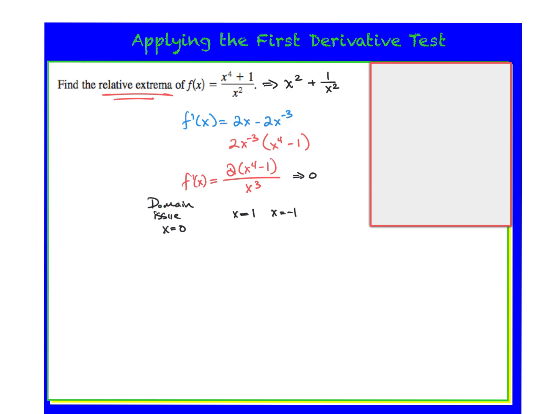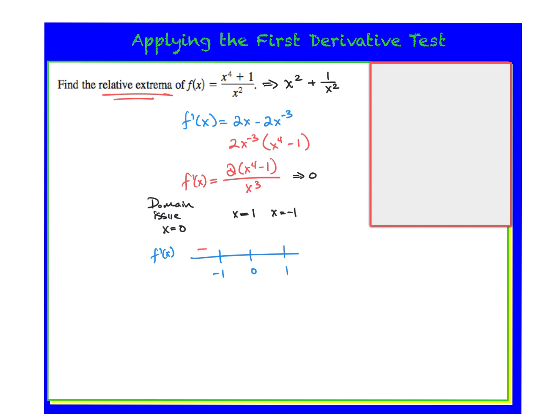All right. So now we're going to make our number line with our domain issues as well as our critical numbers. So we'd have negative 1, 0 and 1. When we back substitute something from an interval, we substitute it into our derivative. So what can we pick left of negative 1? Negative 2. Substituting negative 2, negative 2 to the fourth power is more than 1. So we have a positive over a negative, which makes a negative.